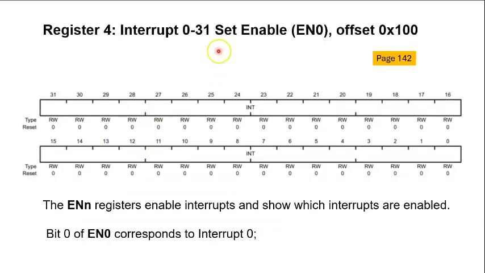Next, we take a look at the interrupt set enable, EN0, which has an offset of 100 hex. This is taken from page 142. It's a 32-bit register. Basically, this will enable interrupts and show which interrupt is enabled. And bit 0 of EN0 corresponds to interrupt 0.